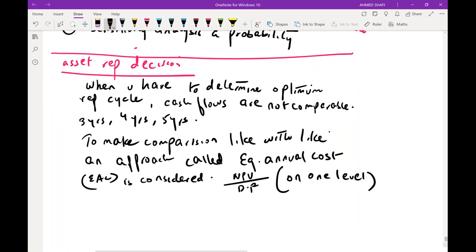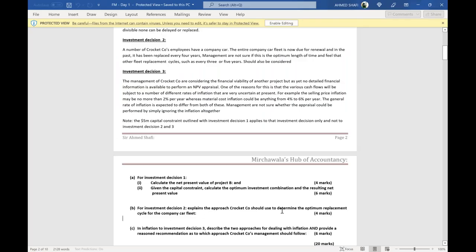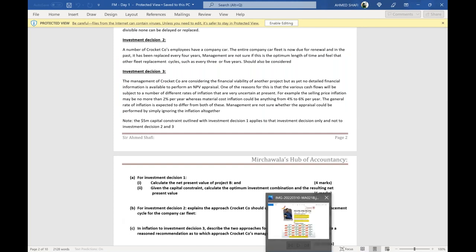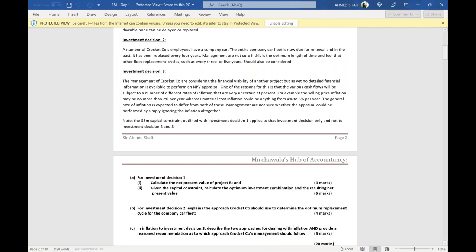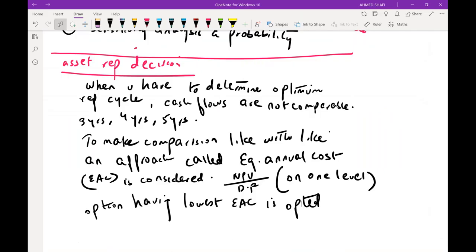And the option having the lowest EAC is opted. This is what you should explain in requirement B, that explain the approach Crockett should use to determine optimum cycle. So you should write that in order to determine optimum cycle, the options will be always of varying lengths, like companies also considering 4 year, 5 year, 3 years. This will make sure comparison is not like with like.